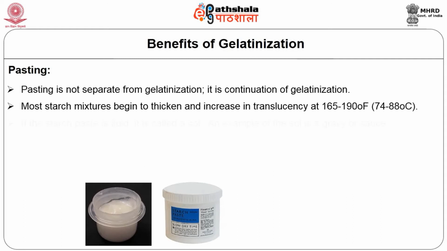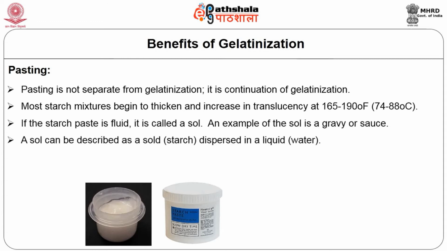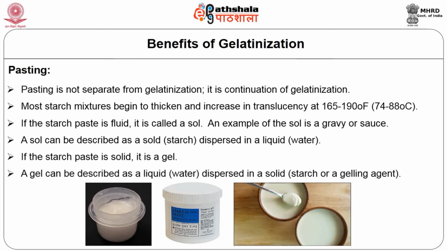A thickened starch mixture is called a starch paste. If the starch paste is fluid, it is called a sol. An example of the sol is a gravy or sauce. So, a sol can be described as a solid, which is a starch itself, dispersed in a liquid such as water. If the starch paste is solid, it is a gel. That is right. An example of a gel is a firm pudding. A gel can be described as a liquid, that is water, dispersed in a solid such as starch or a gelling agent. This is exactly what we do when you make a jelly. I had explained earlier. Now, we go to another new term, it is called gelation. Please study the different terms in comparison with each other, only then you will know how to differentiate.